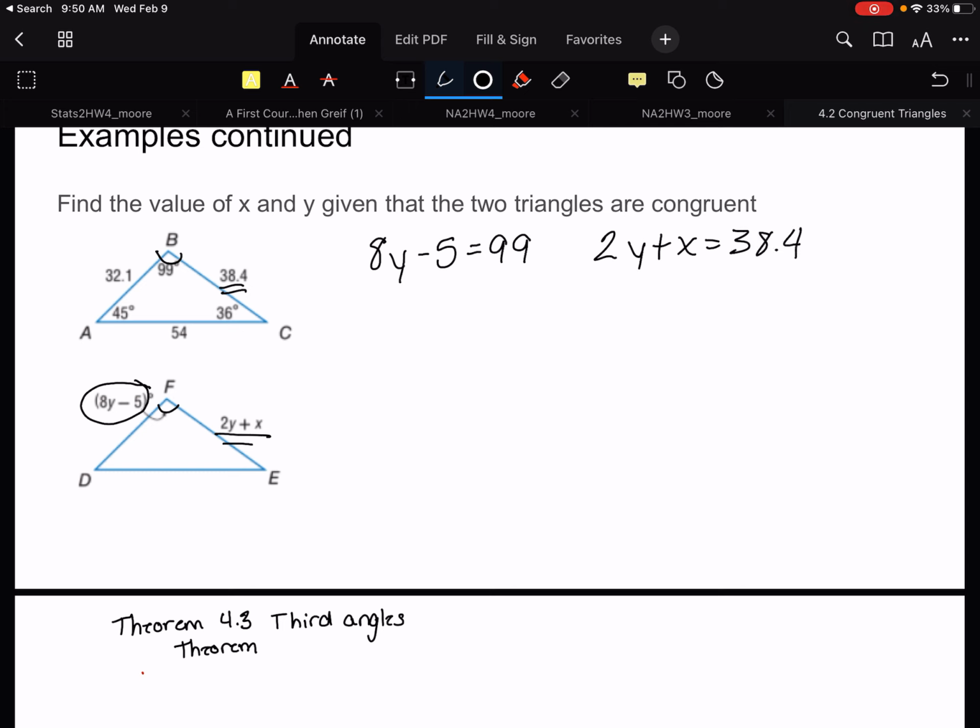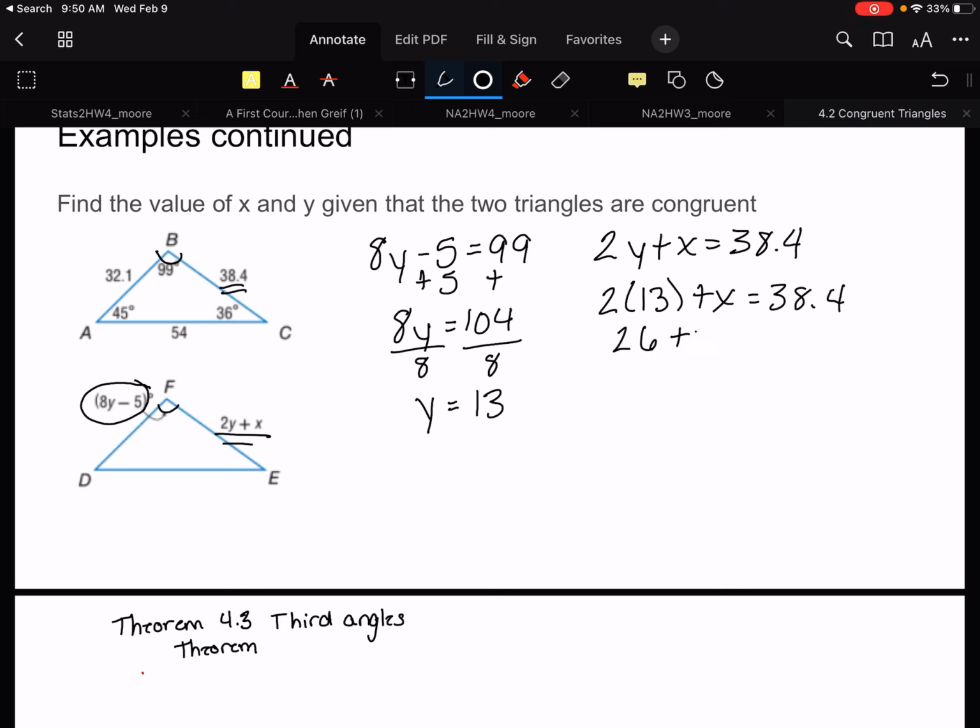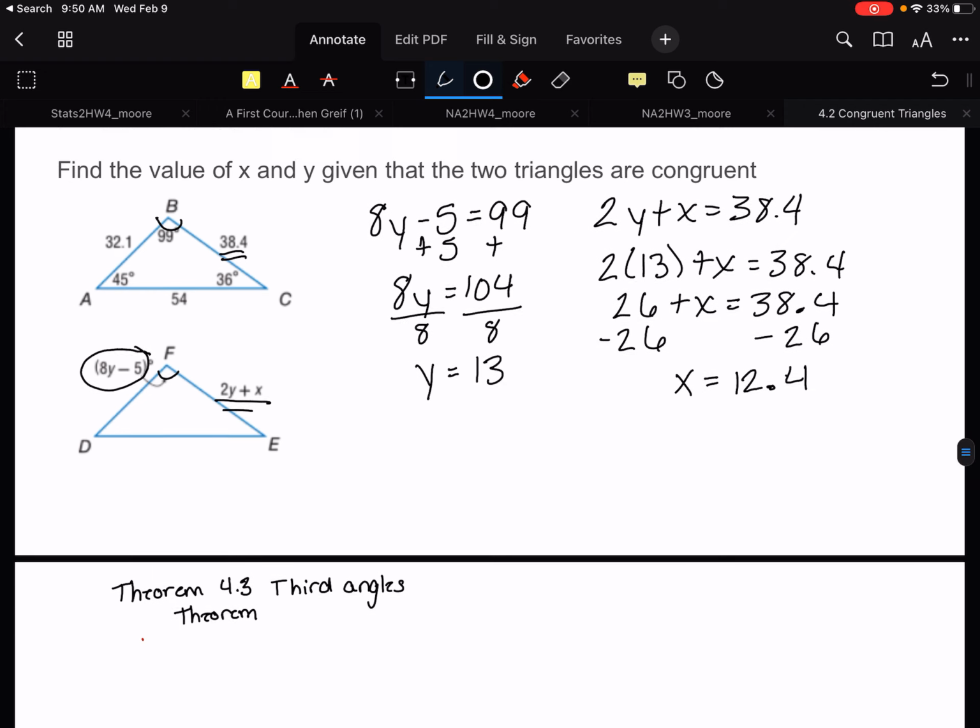Okay, so 8y minus 5, let's add that 5 to both sides to get 8y is equal to 104. Divide both sides by 8 to solve for y, and you're going to get that y is 13. So plug that in here, which gives us 26 plus x equals 38.4. Subtract that 26 from both sides. So x is equal to 12.4. And that's all it is.